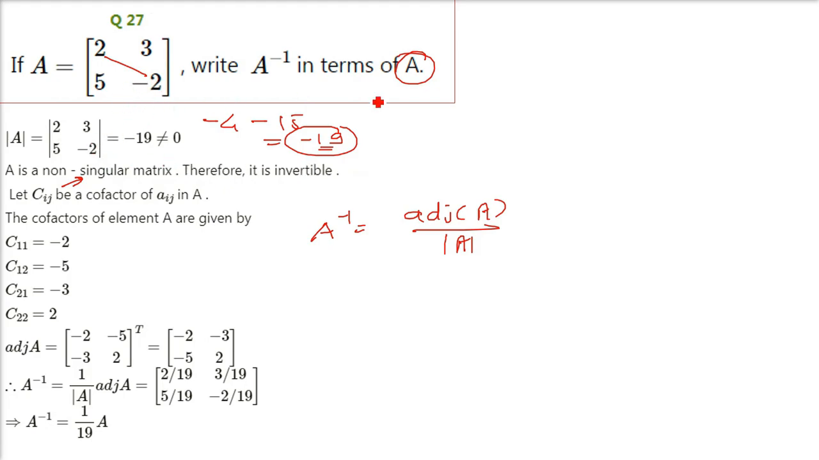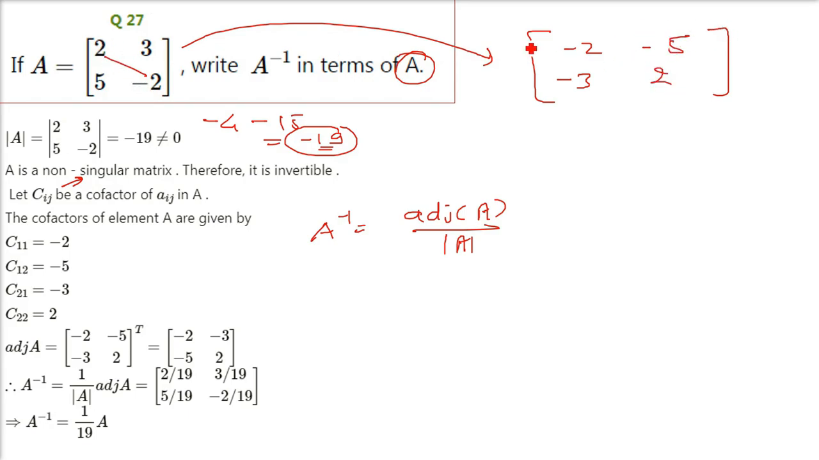In order to find out this adjoint A, you can find it using the cofactor matrix. I'm doing it directly. You can use the shortcut method also. So I'm just doing it directly. 2, so sign will not change, it will be minus 2. Then you take 3, it is negative 5. Then you take this 5, it will be negative 3. And when you take this negative 2, it's going to be 2. Okay. So this is a cofactor matrix.